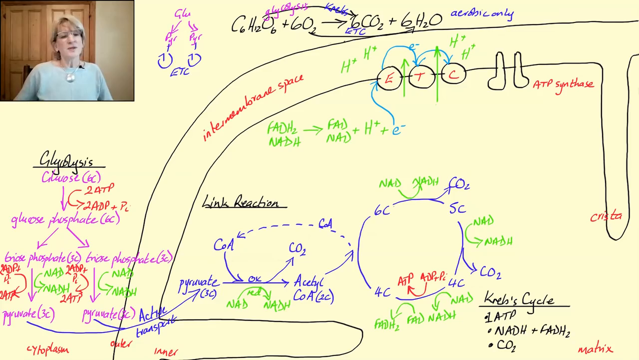And what happens is that these hydrogen ions are then channeled through because they want to diffuse back into the matrix of the mitochondria. And the only way that they can get through the inner membrane of the mitochondria is through ATP synthase. And as they go through ATP synthase, ATP is produced and is produced in very large numbers.